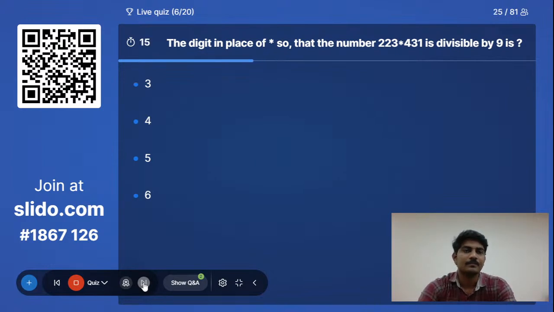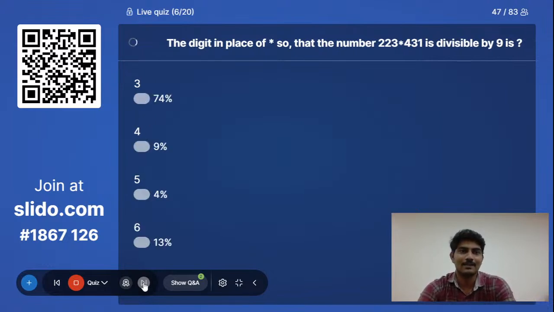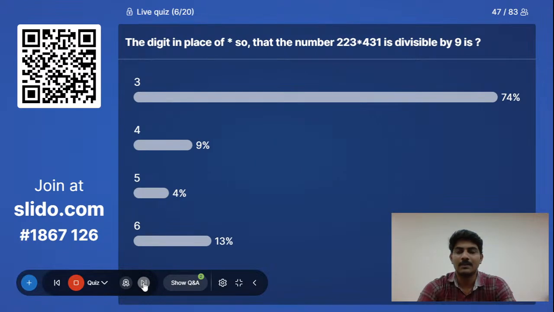And for the sixth question, you'll have 14 seconds to answer the question, and this question comes under the topic of number system, precisely the divisibility concept. So those who know the divisibility rules very well can answer easily. We received approximately 74% of the students answered the question as 3, 9% of the students answered 4, 4% of the students answered 5, and 13% of the students answered 6. Let's see the exact answer for this question.